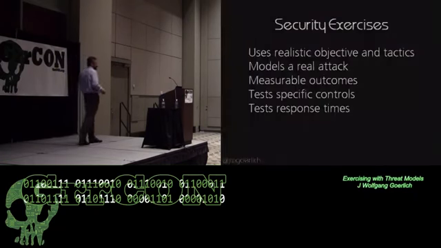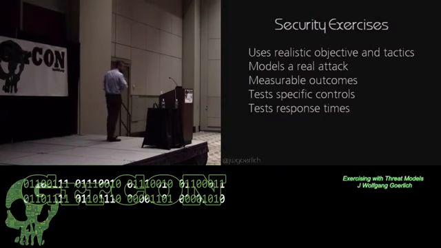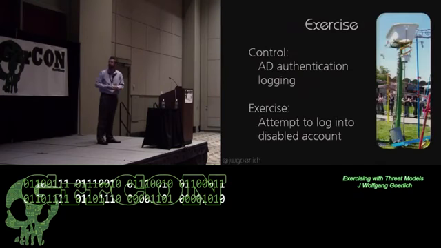So when we do this security exercise, it needs to be a realistic objective and tactic. That's going to happen if we've done day 1 right. It needs to model a real-world attack. Again, that's going to happen if we've done day 1 right. It needs to have measurable outcomes: how many of the controls passed or failed. And we should test not only the controls, I know I've said this once before, I'll say it again, we also need to test the response time, end to end. Do people know what they're doing? That's the muscle we're trying to build. Do they know how to respond, who to talk to, how to get it done? And it should be very simple stuff. AD authentication, attempt to log into a disabled account.